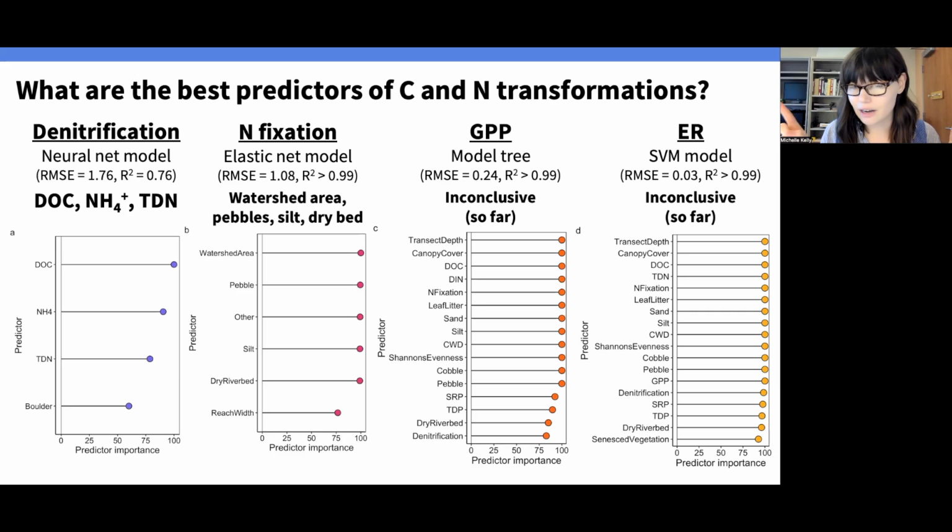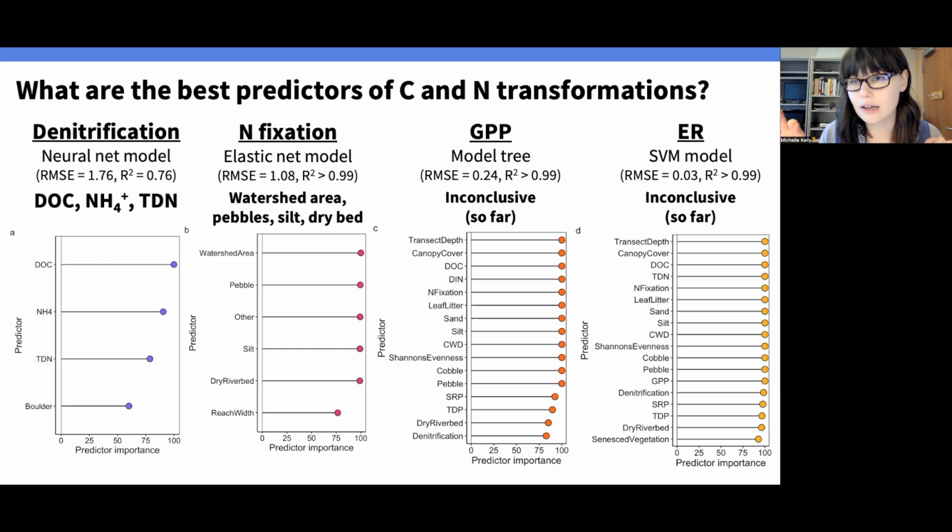streams. On the contrary, for nitrogen fixation, what we found was that watershed area, the amount of pebbles in the stream, the amount of silt in the stream, the proportional amount of silt in the stream, and then also the proportional amount of the dry riverbed, those were the most important predictors to controlling nitrogen fixation rates. So that's interesting. So other than watershed area, we haven't yet included any other landscape scale characteristics into this model, but we're going to explore that further.